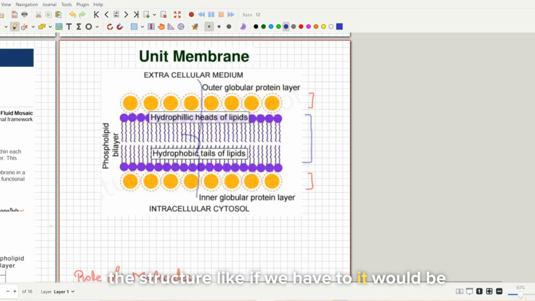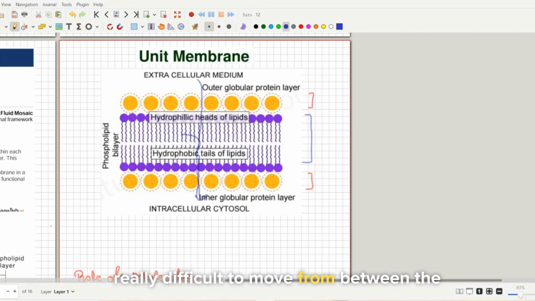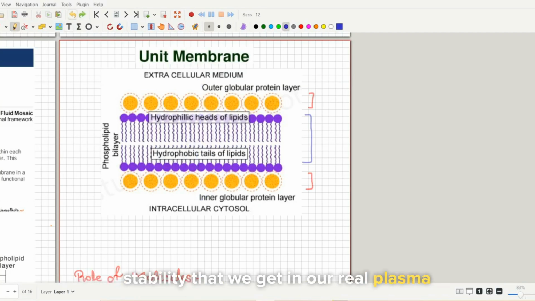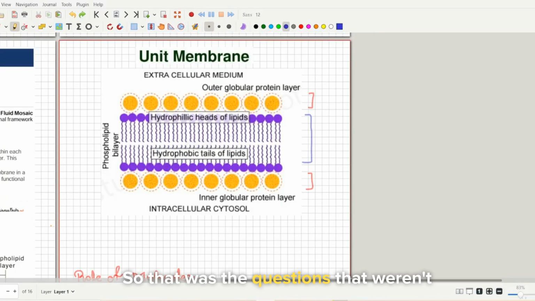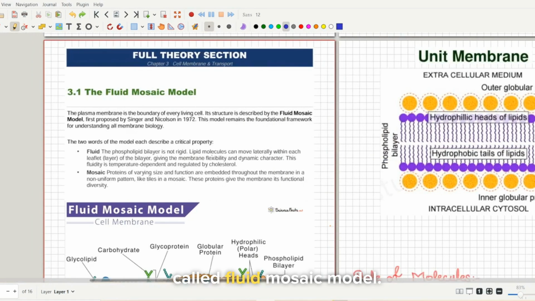Like if we have to pass, it would be really difficult to move between the proteins. It would be really difficult for lipids to give the stability using this kind of structure. This kind of structure does not give the stability that we get in our real plasma membrane. So those were the questions that weren't answered by this kind of model. That's why another model was introduced, and that model was called the fluid mosaic model.